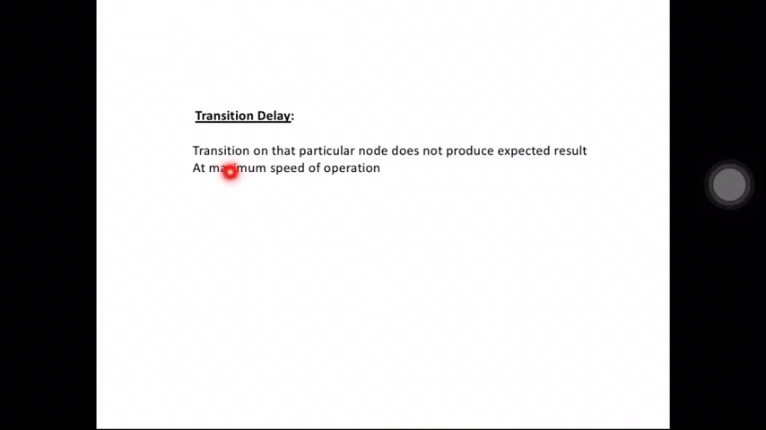Today we'll discuss the transition delay. Transition delay means the transition on the particular node does not produce an expected result when the system is at the maximum speed of operation.